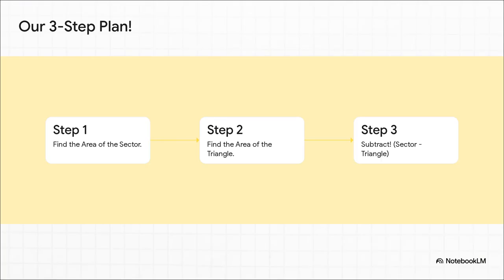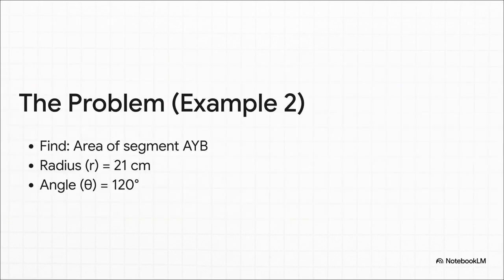Here is our master game plan. It's a simple 3-step attack. First, we find the area of the whole slice, the sector. Second, we find the area of the triangle. And third, we just subtract number 2 from number 1. That is it.